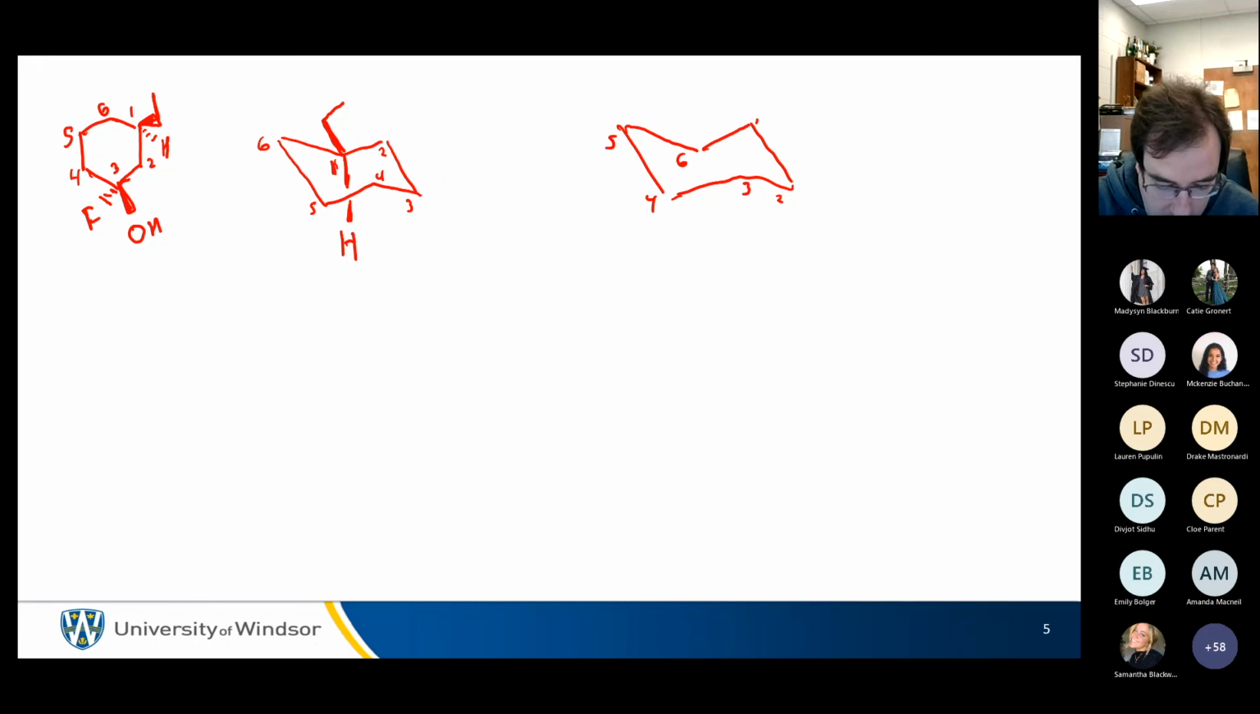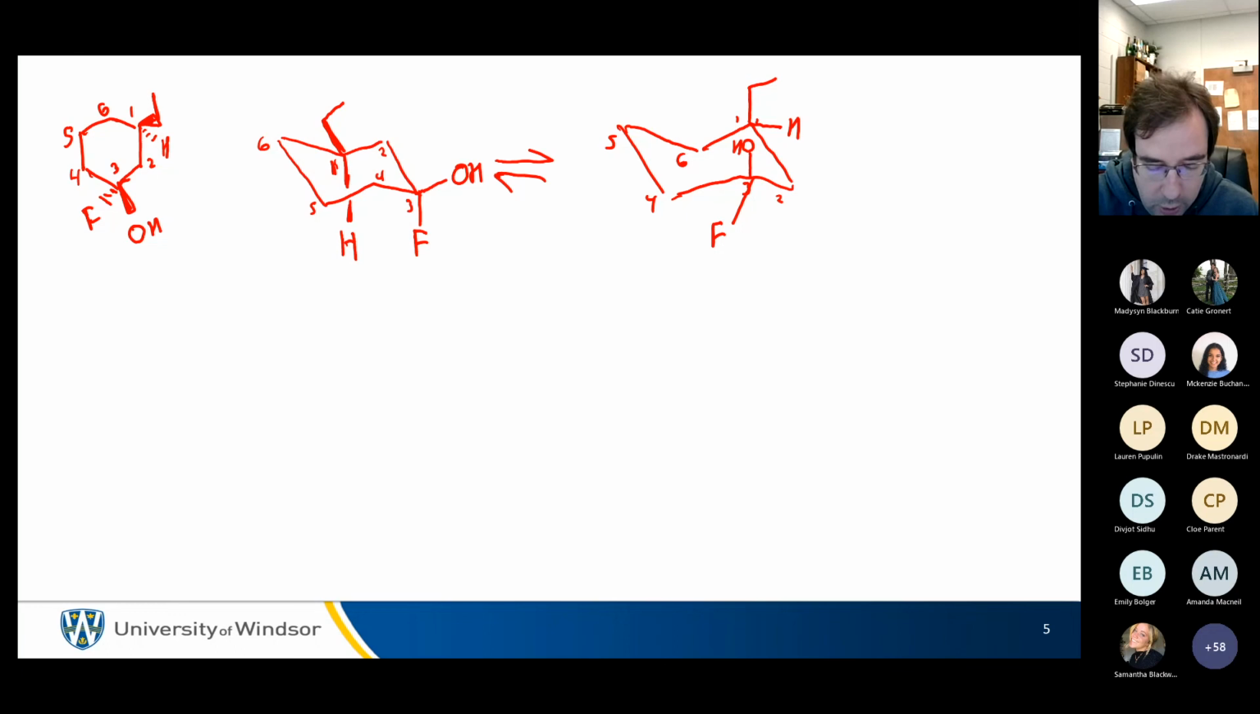Then on carbon 3, the OH is up, and the fluoride is down. That's one of the chairs. The other chair you might have drawn is axial for the ethyl group and equatorial for the hydrogen, and axial for the OH, and equatorial for the fluoride. Either one, those are both the chairs.